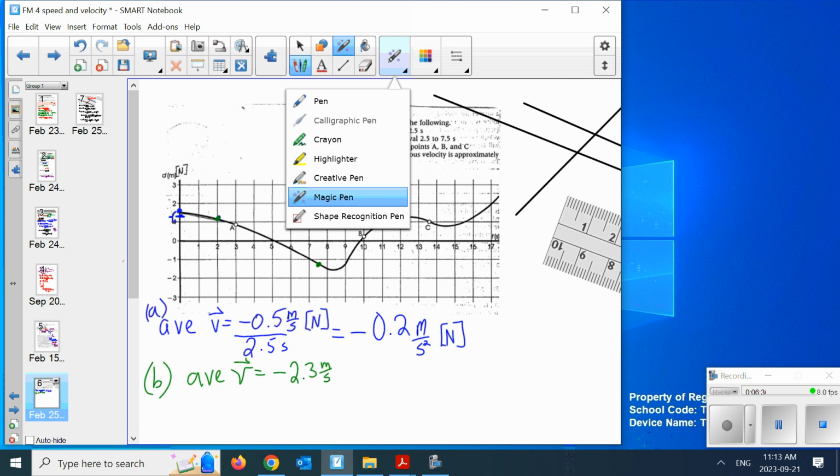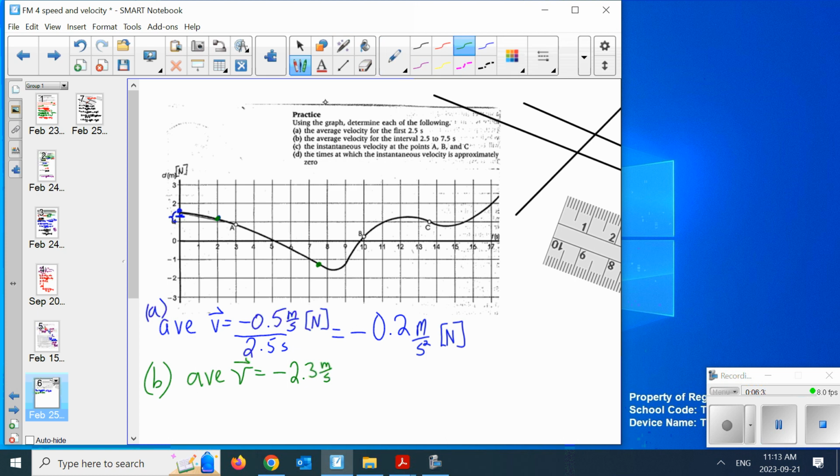I'm taking the difference. And the time span we can do accurately. 7.5 minus 2.5 is 5. So negative, I have it worked out as 0.4.